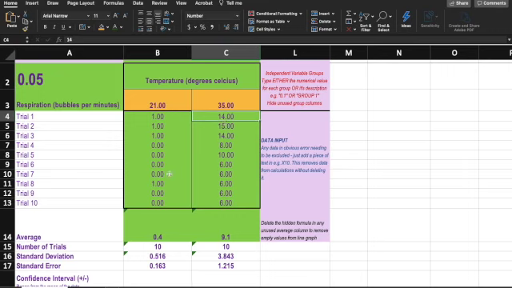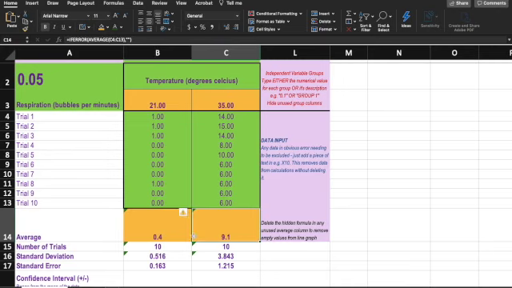Then you're going to want to compare that not to each one of these little individual trials here, but to the average of each of those trials, because that really tells the story of all of these when you look at them in combination. So you want to compare your independent variable groups to the average value for each of them. So at 21 degrees we had an average of 0.4. At 35 degrees we had an average of 9.1.